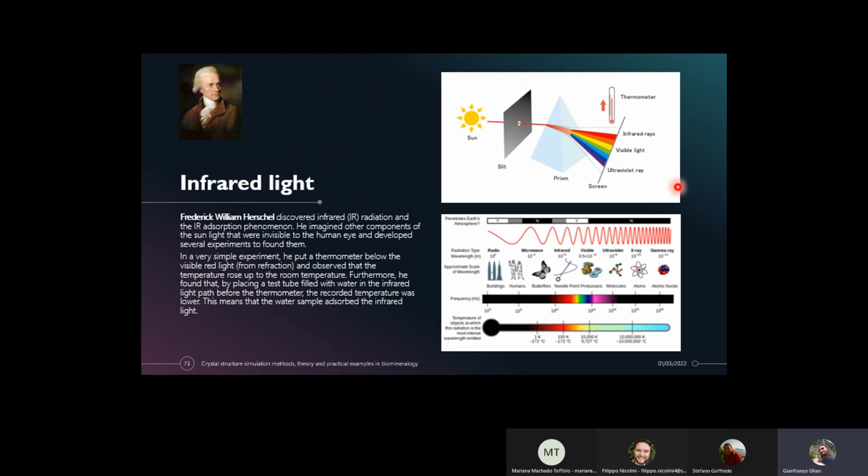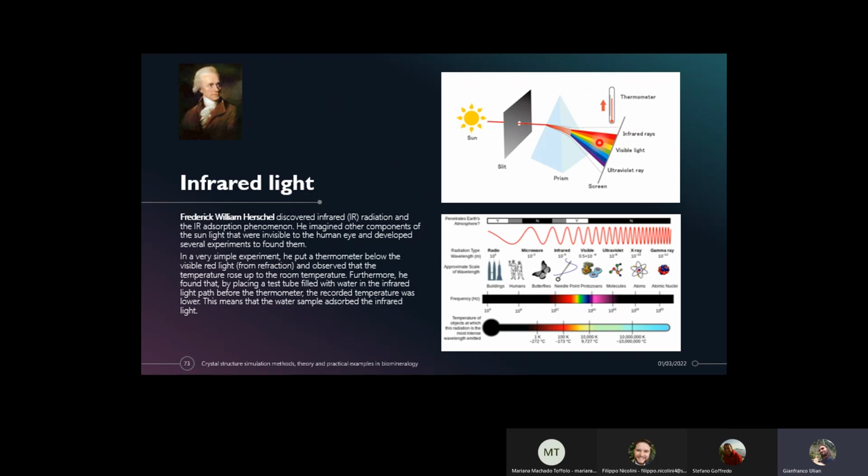So let's go with infrared spectroscopy. It uses infrared light. Infrared light was discovered by William Herschel. If we refract sunlight, we can see the formation of a rainbow. Herschel noticed that below the red color there was something.